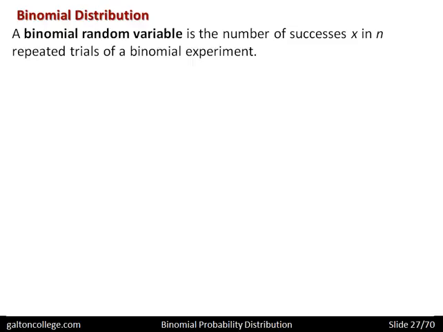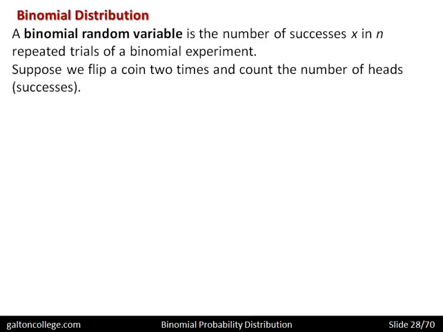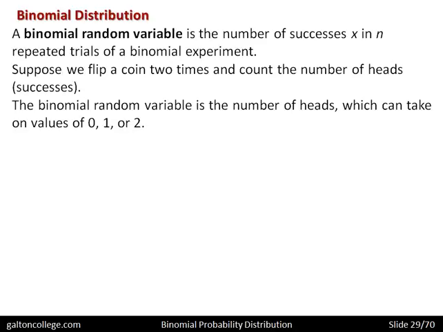A binomial random variable is the number of successes x in n repeated trials of a binomial experiment. That's what the binomial random variable is. Suppose that we flip a coin twice and count the number of heads, count the number of successes. The binomial random variable is the number of heads, which can take on the values 0, 1 or 2.